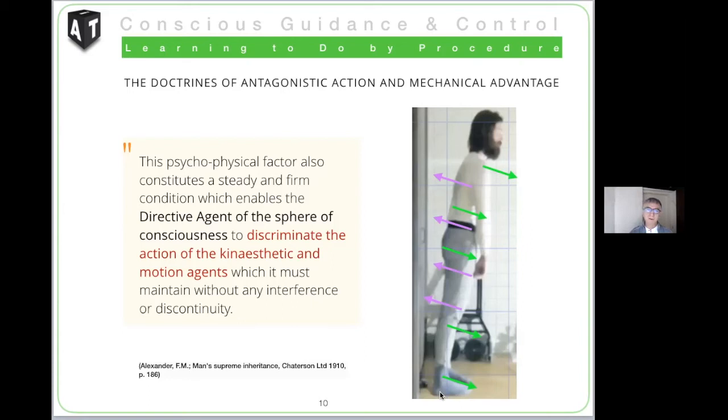And so we arrive at the second part of the little chapter we were discussing, where Alexander makes a new statement that is also very difficult at first to understand.